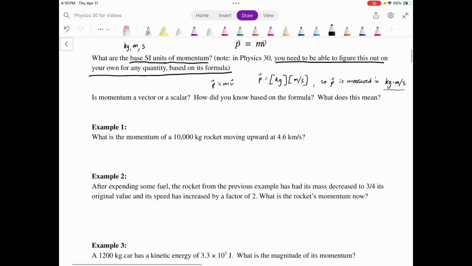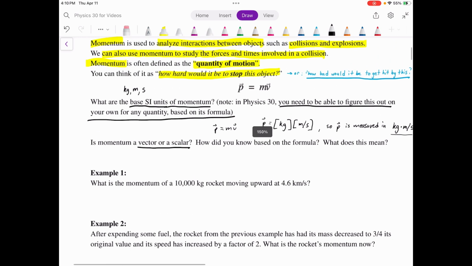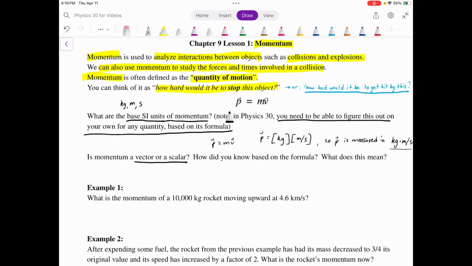Then it asks, is momentum a vector or a scalar? Now, I already gave it away earlier. I said it, but let's pretend I didn't. Look at the formula. Is there a clue here that momentum is in fact a vector? Yeah, look. The little arrow above the P. That's how we know that this is velocity and not speed. If it were speed, it would just have the symbol v. It would be a scalar.